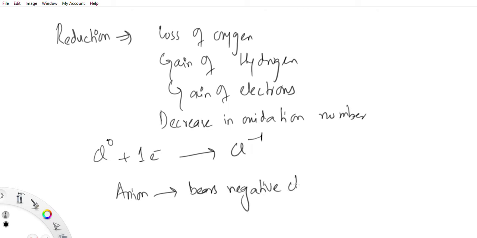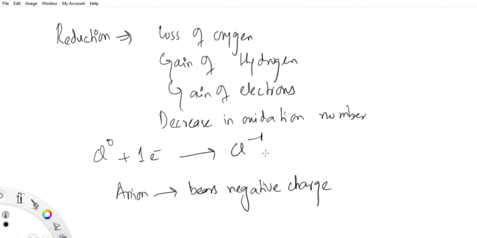Why has chlorine gained one electron? Because chlorine lies in group 7 and it needs one electron to complete its octet. What is an octet? Octet means the outermost shell contains 8 electrons. So chlorine gains one electron to complete its octet and becomes an anion.